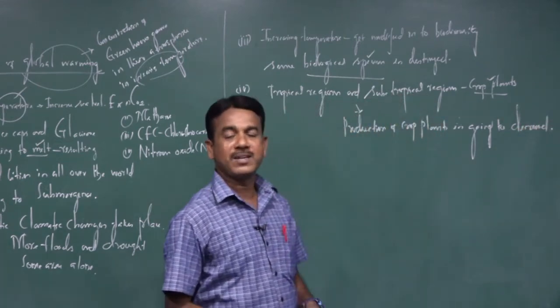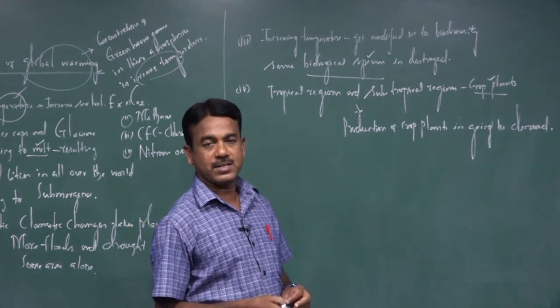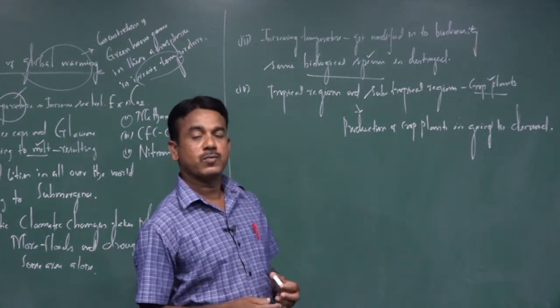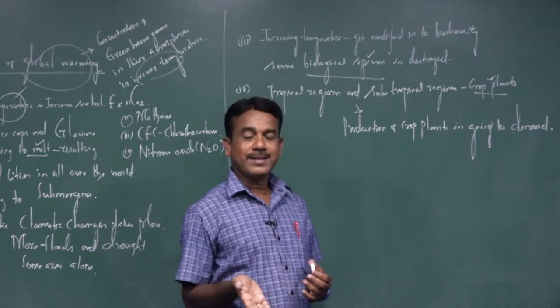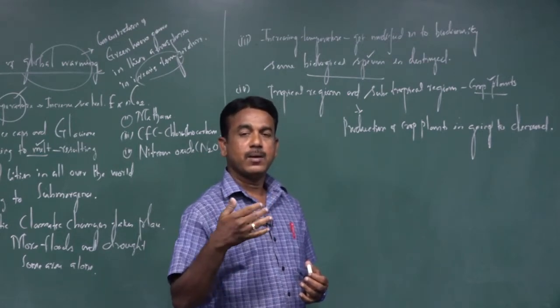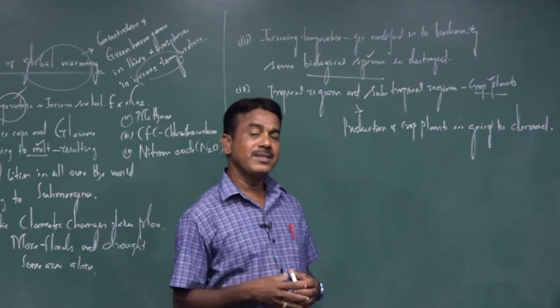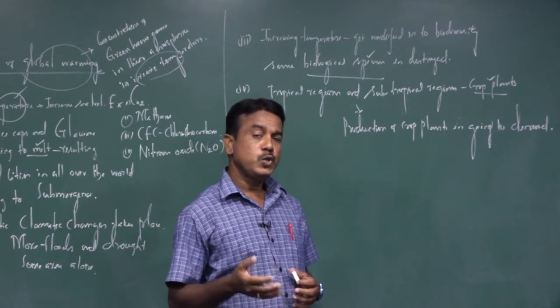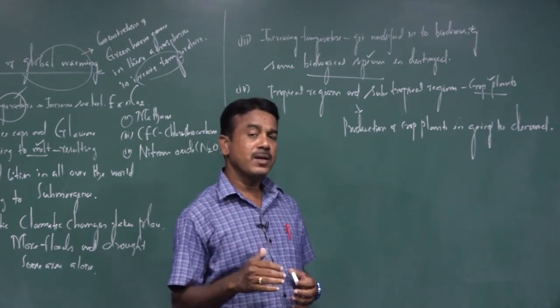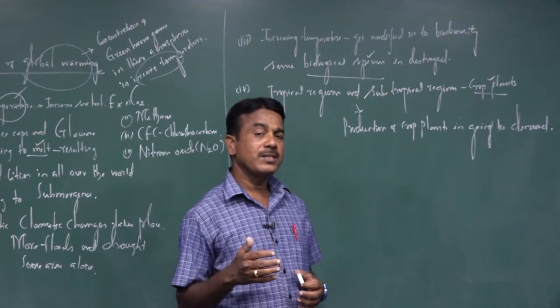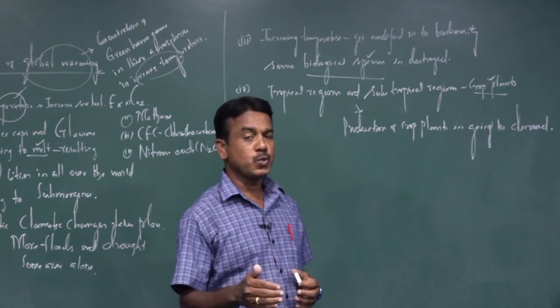These are the things to be considered regarding the effects of global warming. So what are the first things? Increasing sea level: polar ice caps and glaciers are melting, so many coastal cities in any part of the world are going to face submersion.